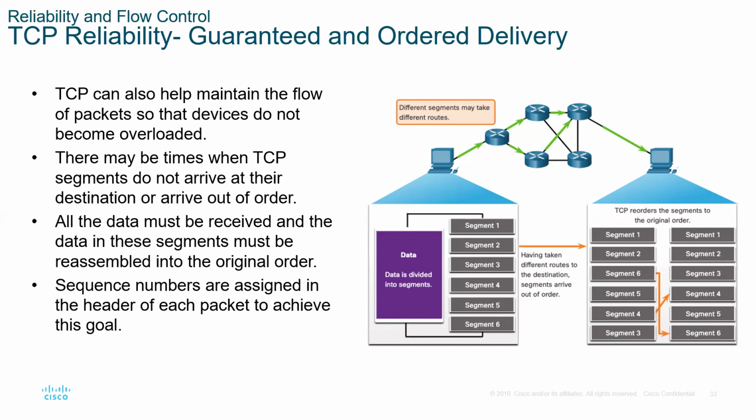There are many times TCP segments do not arrive at their destination or arrive out of order. And what solves that one is sequence numbers. All the data must be received, and these segments must be reassembled into the original order. Sequence numbers are assigned in the header of each packet to achieve this goal.